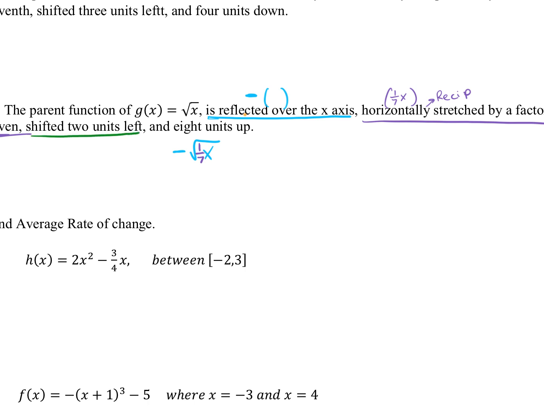Shifted 2 units to the left, what would we do? Plus 2 on the inside or outside? Inside. And 8 units up. Plus 8 on the outside. So let's apply both of those. So I have negative square root of 1/7 times x plus 2 on the inside and plus 8 on the outside.